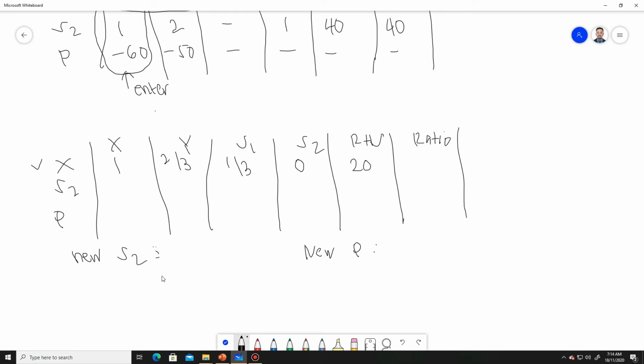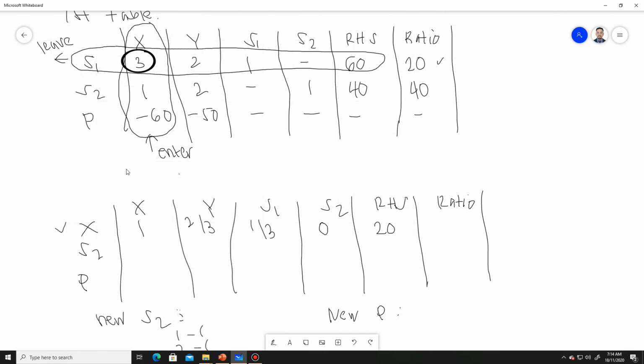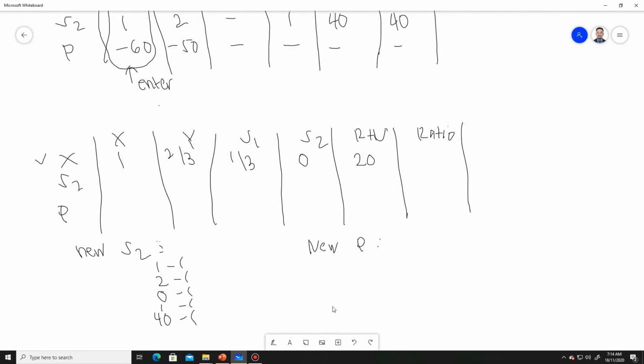So, we have 1, we have 2, 0, 1, and 40. And then minus the quantity, the intersectional elements of the old row. So, the intersectional element of the old row, if we look at it, is this part. So, for S2, the intersectional element is 1. This is it. Okay? So, let's put 1.